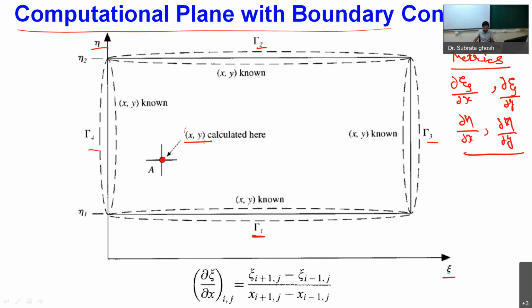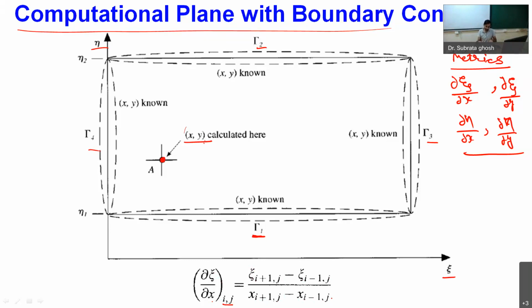So how to find these? Obviously, because now we have differential equations, and these are partial differential equations, for which a closed form of the solution is not applicable. So under these scenarios, while transforming the equations from one plane to another plane, there also we have to apply finite difference approximations only. For example, if I have to find del zeta by del x at any point i comma j, using the central difference approximation, I can write it as zeta at i plus 1 comma j minus zeta at i minus 1 comma j, divided by x at i plus 1 comma j minus x at i minus 1 comma j.